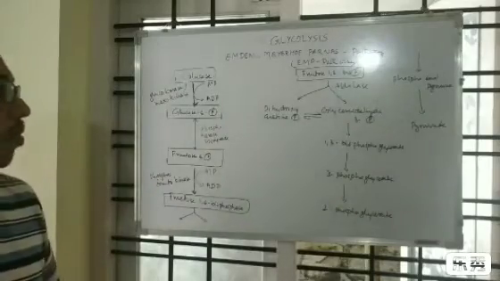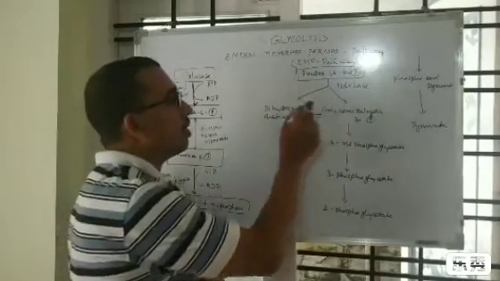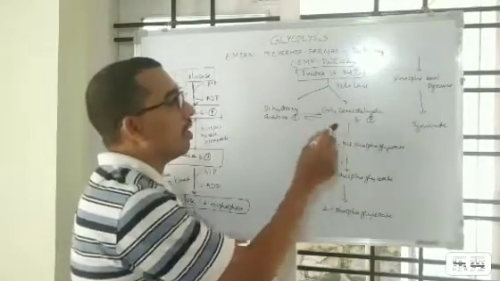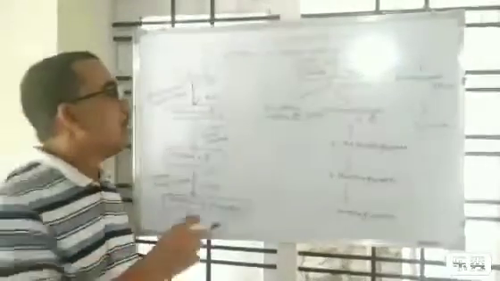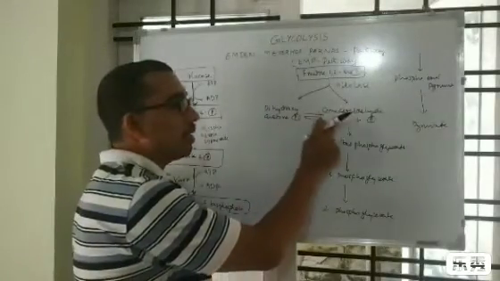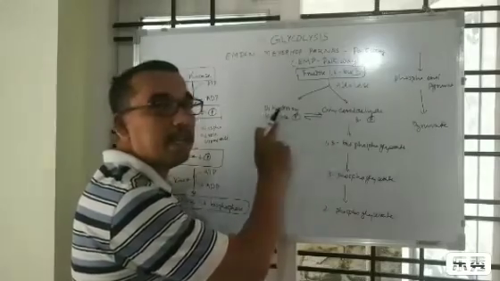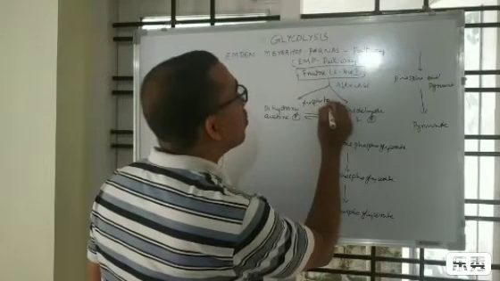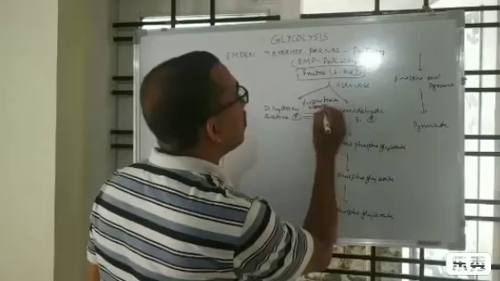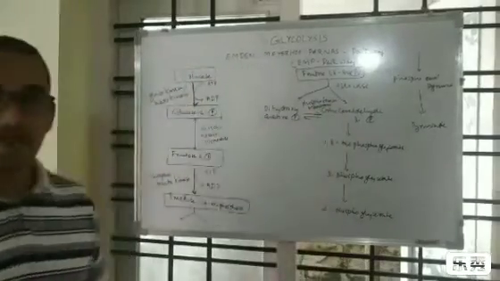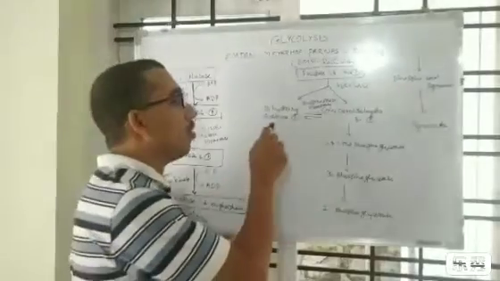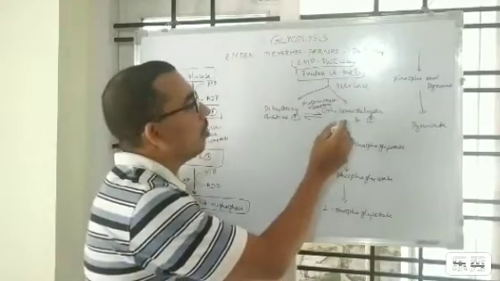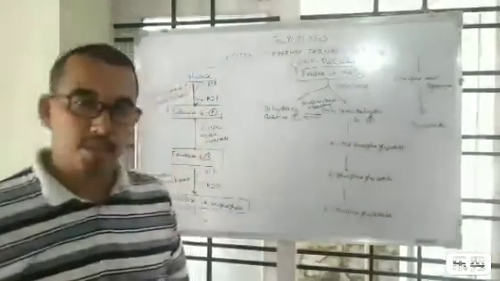With the help of enzyme aldolase, fructose 1,6-bisphosphate is split into 3 carbon compounds, dihydroxyacetone phosphate and glyceraldehyde 3-phosphate. And these two are immediately interchanged with the help of enzyme phosphotriose isomerase. So we will get 2 molecules of glyceraldehyde 3-phosphate.